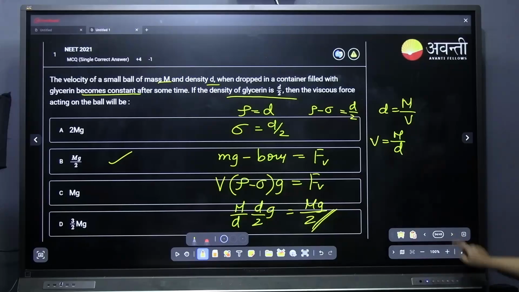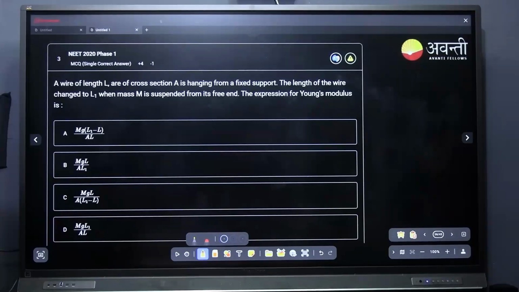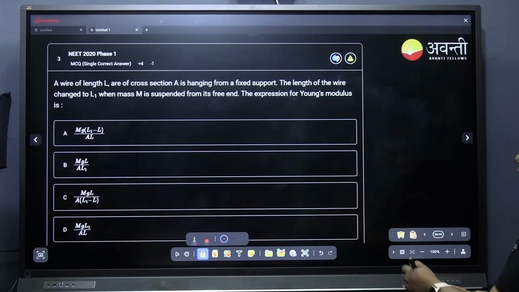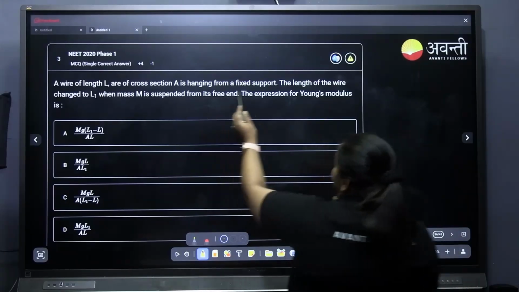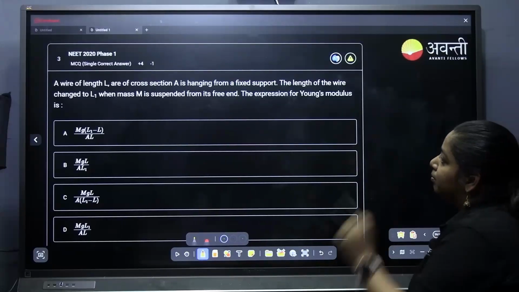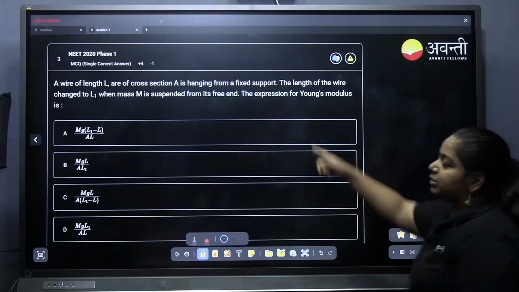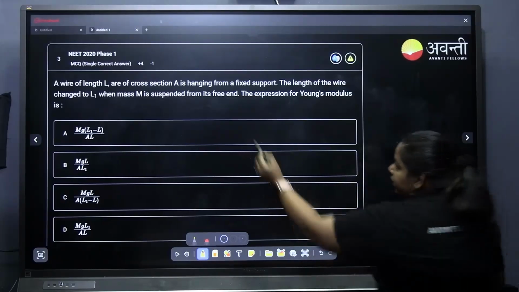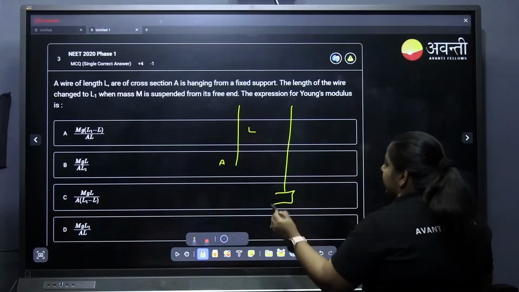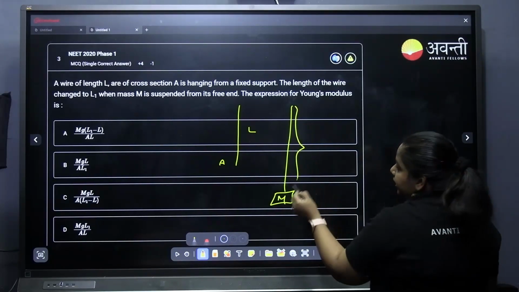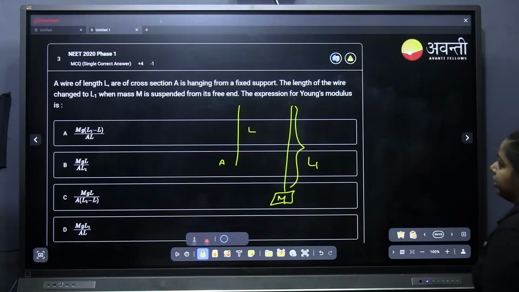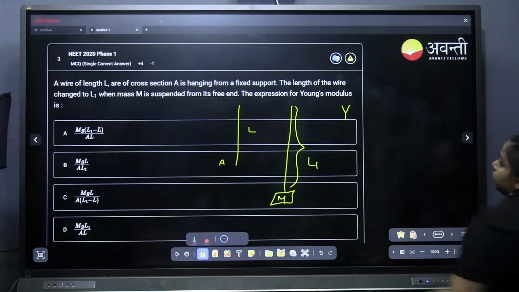Okay, so the answer is mg by 2. Next one, a wire of length L and area of cross section A is hanging from a fixed support. The length of the wire is changed to L1 when mass m is suspended at the free end. Expression for Young's modulus. The wire has length L, area of cross section A. Now when mass m is hung, the length becomes L1. You have to find the equation for Young's modulus.